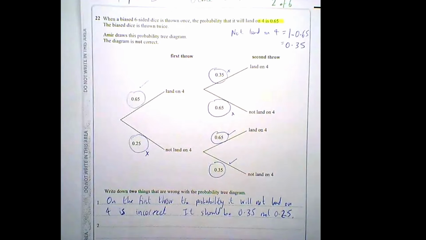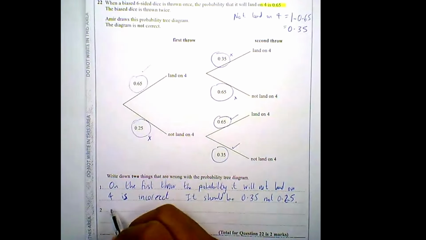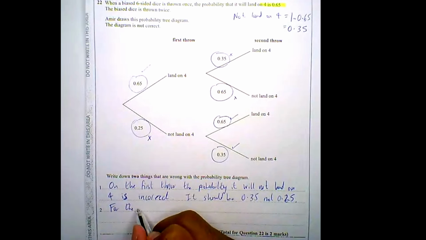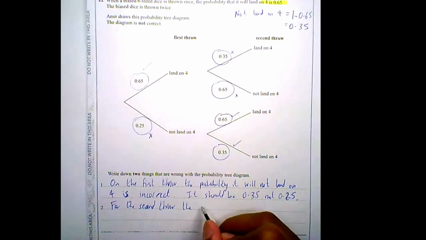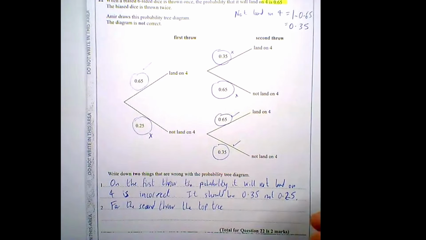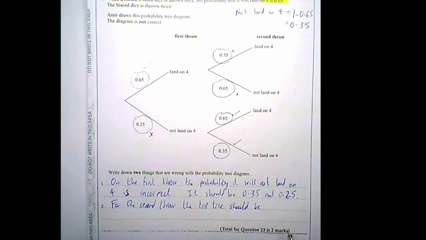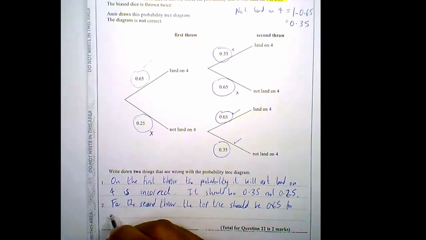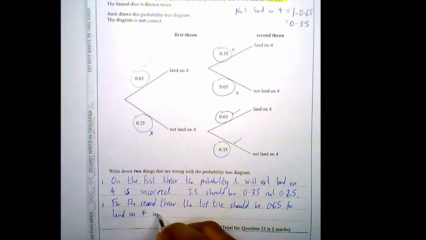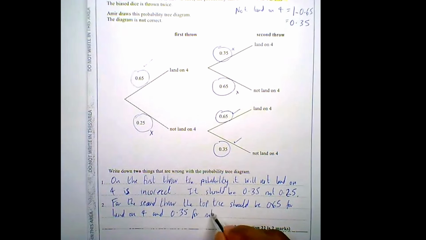Okay, so I can write this in words. For the second throw, the top tree should be 0.65 for land on 4 and 0.35 for not land on 4.